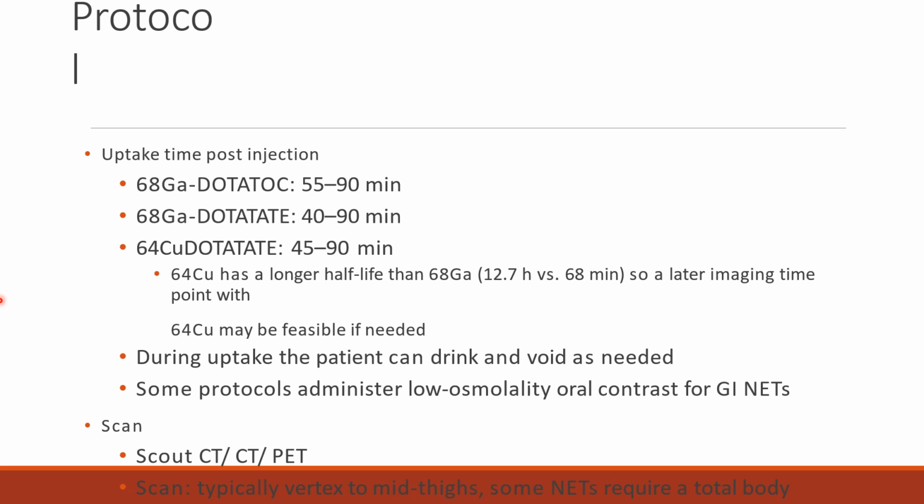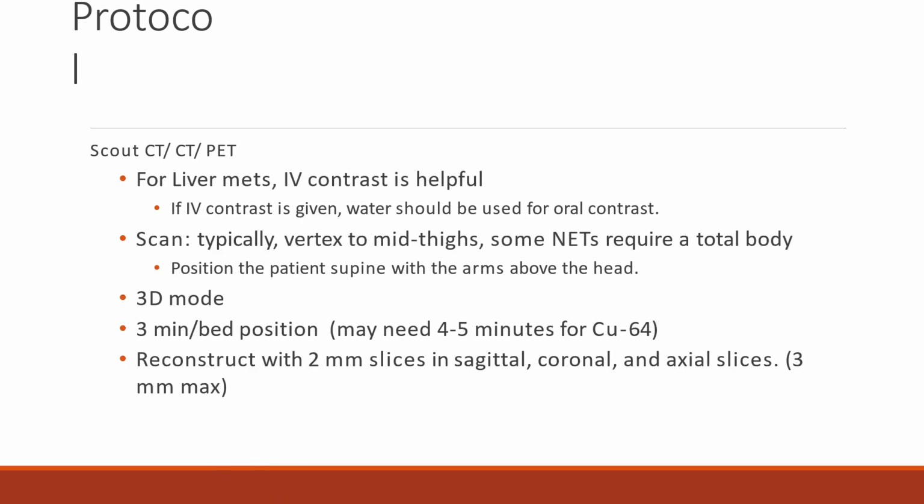You scan typically vertex to thigh, vertex to mid thighs, like eyes to thighs, like we do for FDG. But some neuroendocrine tumors may require that the total body is scanned from vertex all the way to the toes. You can see that with carcinoids, neuroblastomas may require that. What else have I seen with that? That's all I can think of off the top of my head, but wherever you're working, a doctor will tell you. All right, so scout, CT, PET. That's what it almost always is for PET anyway.